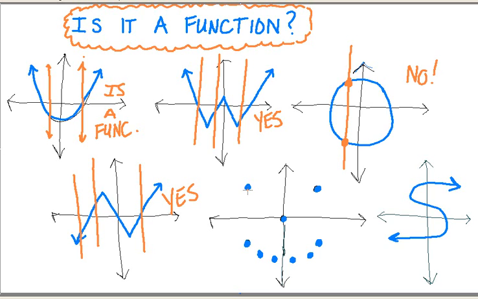Our next example is actually a plot of a relation. Does there exist a vertical line that passes through more than one point? We see here that this vertical line intersects our graph at here and here, so this is not a function. And finally, let's look at this graph. Does there exist a vertical line that when drawn passes through the graph at more than one point? The answer is yes, so this is not a function.